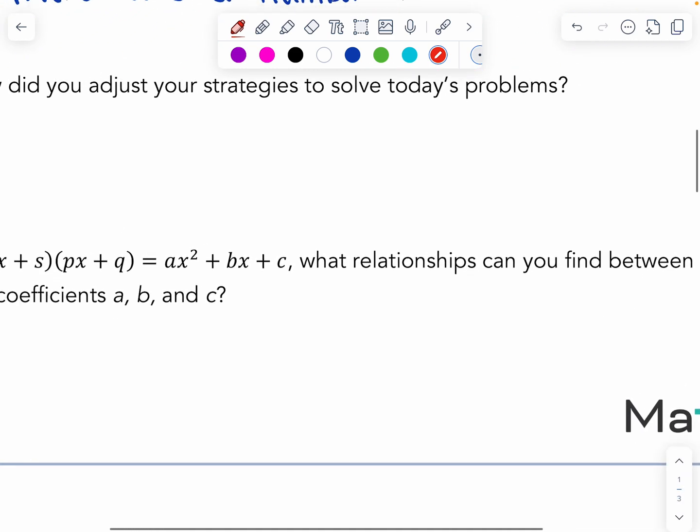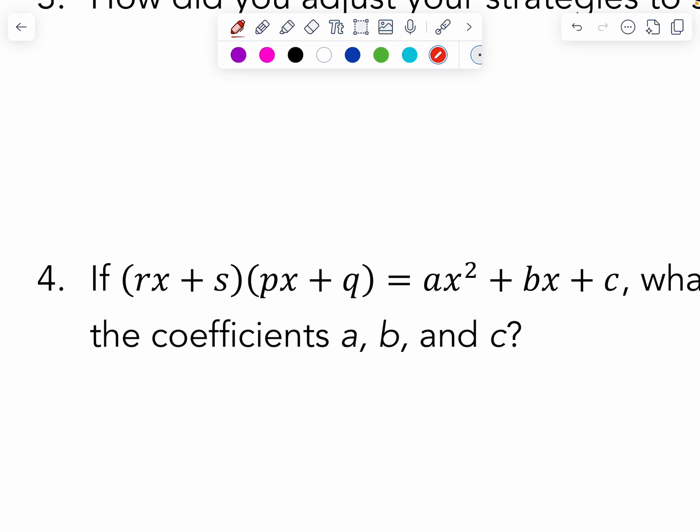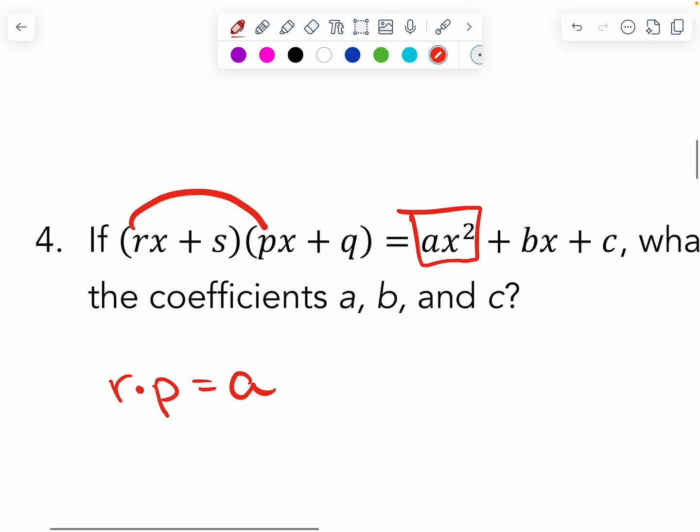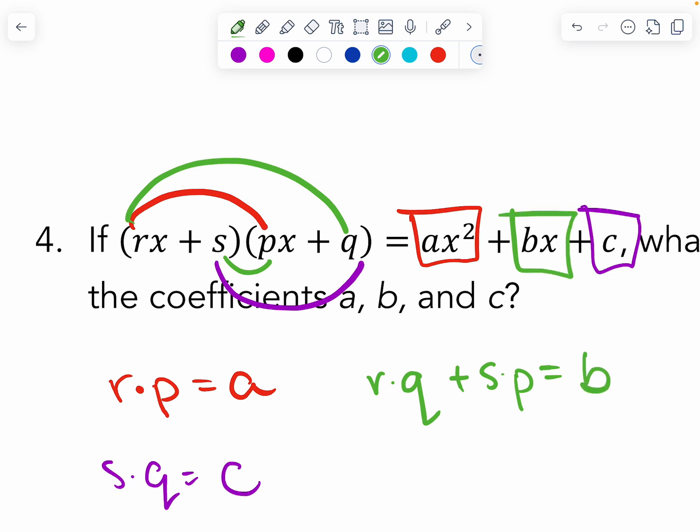So to help break that down, when it's asking what the relationships are, ideally we identified that our leading R times P is the quadratic coefficient. And then S times Q is the constant coefficient. And finally, the addition of our other two terms, R times Q plus S times P, that is the linear coefficient.